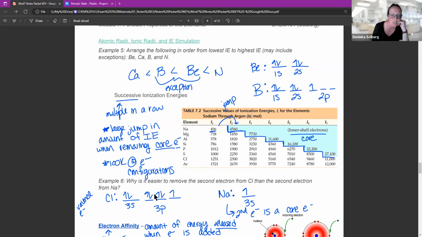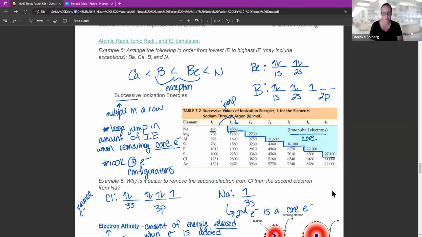So in example number 6, I said, why is it easier to remove the second electron from chlorine than the second electron from sodium? So we're going to look at those electron configurations. This is chlorine's, and this is sodium's. I just drew their valence electrons. Chlorine has 7 valence electrons. So taking off all of these valence electrons is a lot easier than removing core electrons. However, sodium only has 1 valence electron. So the second electron that you remove is going to be a core electron and will require a much higher ionization energy.